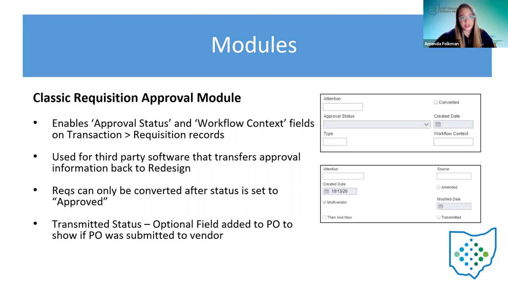Just want to make a note to update this. I'll update this spreadsheet and then update this PowerPoint and repost this to the intermediate training page, so that if you're pulling down this PowerPoint to use later, that'll be on there. And then Jason says, same thing with OnBase. Don't check that for the requisition approval module.